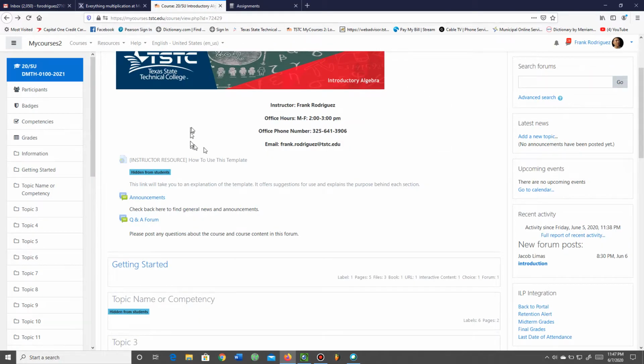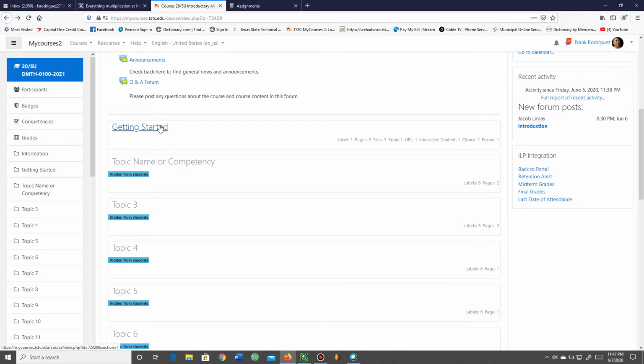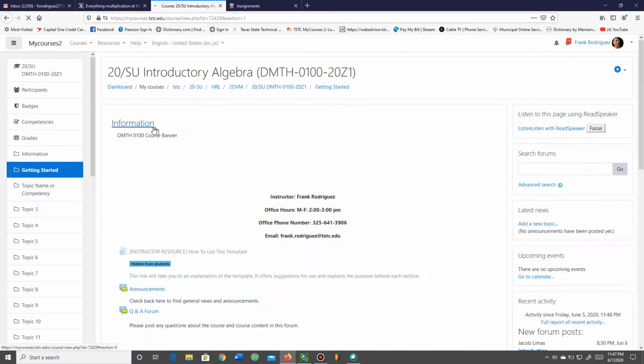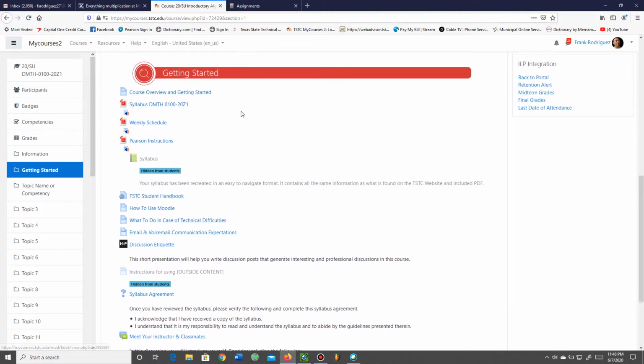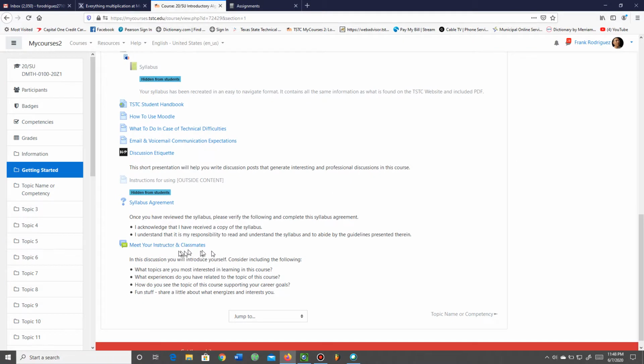Let me move on to Moodle, and remind you that most of the stuff is going to be found under Getting Started here. I'm clicking on it, and what I need you to do is scroll down to the bottom, and read your syllabus, weekly schedule, and previous instructions, and then sign the syllabus agreement way over here. Sign that, and post a comment on this class, because you need to post a comment so I can count you as a show for this class.